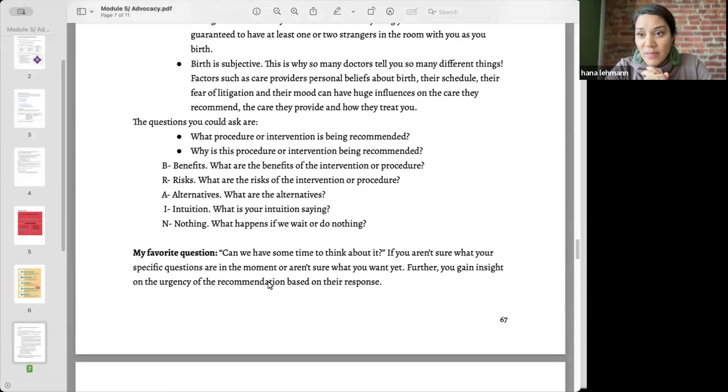A lot of doulas love this BRAIN idea to help remember how to ask questions, and they'll teach their clients this model. So B stands for benefits. What are the benefits of this intervention or procedure? R is what are the risks of this intervention or procedure? A is what are the alternatives? I is what is your intuition saying? And N is nothing. What happens if we wait or do nothing?